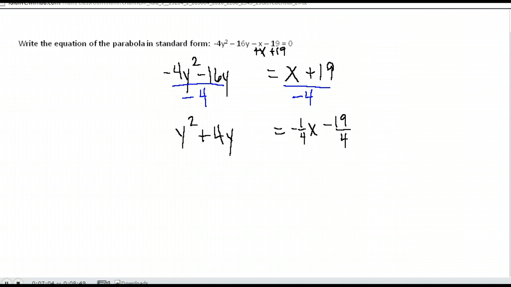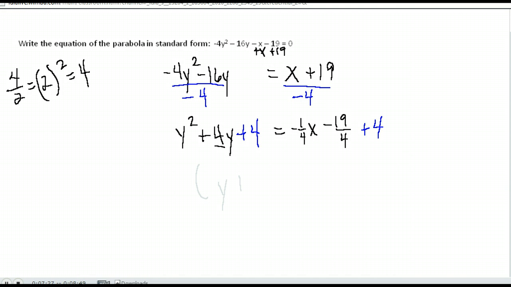Okay, so we've divided. Now we have the y so that we can complete the square. We take that number in front of y, which is 4 in this case, divide it by 2, and square it, which gives us 4 again. We add that to both sides. Okay. And then we factor down the left-hand side. It should now be a perfect square, and it is.